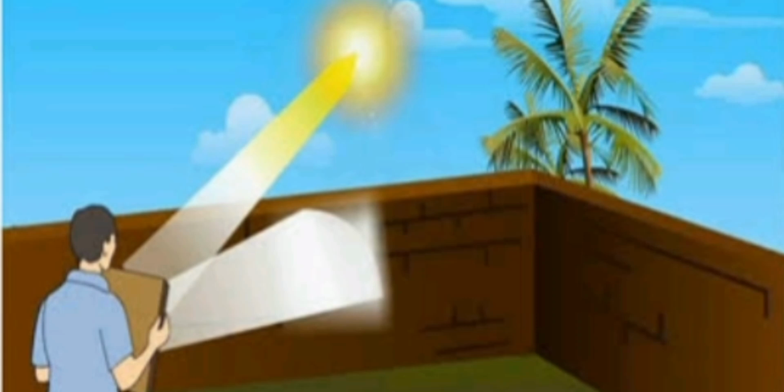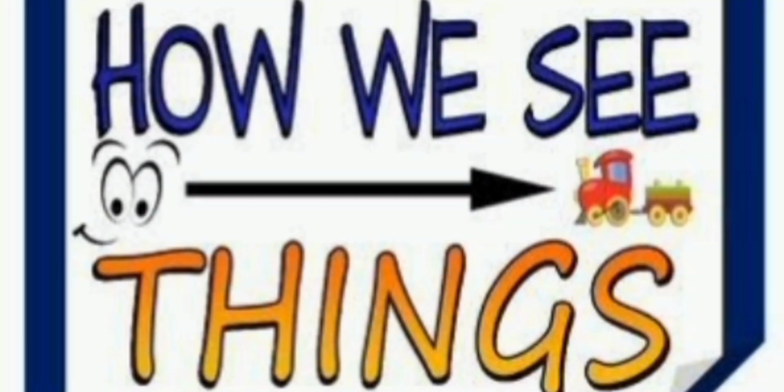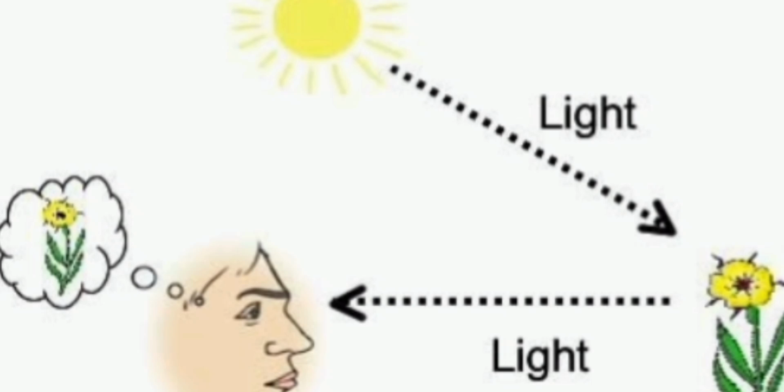Let's see how we can see. First, the light rays fall on an object, and then they will bounce off. What is the meaning of bounce off? Return back or reflect. So the light rays fall on objects, and then they bounce off these objects and reach our eyes. That's the way we see.